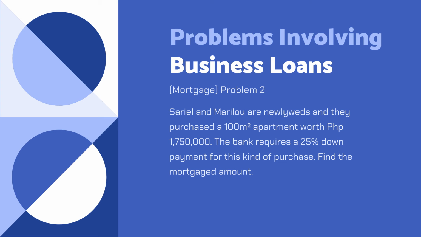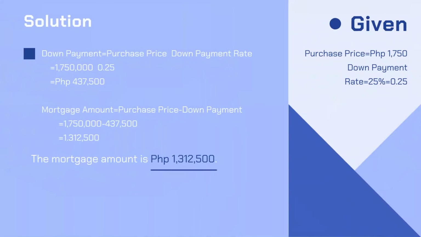1,750,000 pesos. The bank requires a 25% down payment for this kind of purchase. Find the mortgage amount. We need to solve for the mortgage amount, and we know that the purchase price is 1,750,000 pesos and the down payment rate is 25% or 0.25. We multiply this and the result is 437,500 pesos, which is the amount of the down payment.